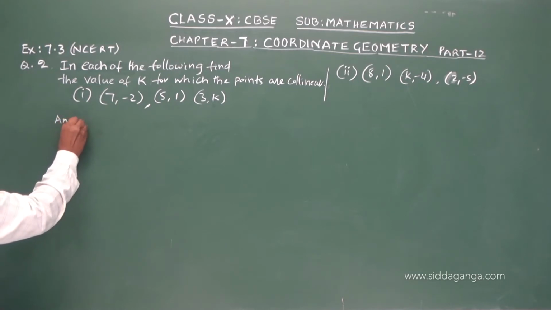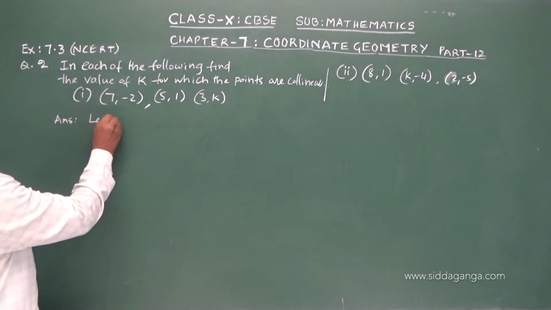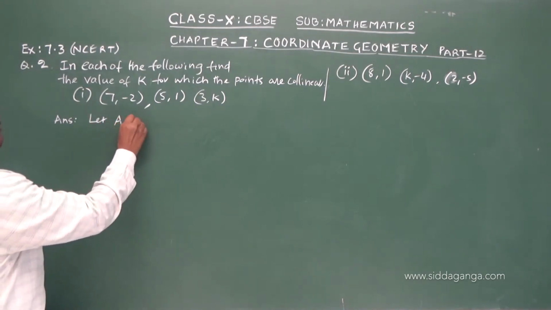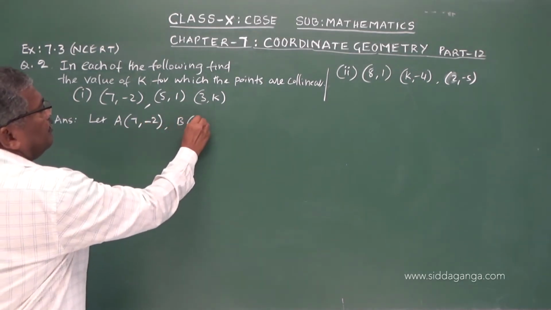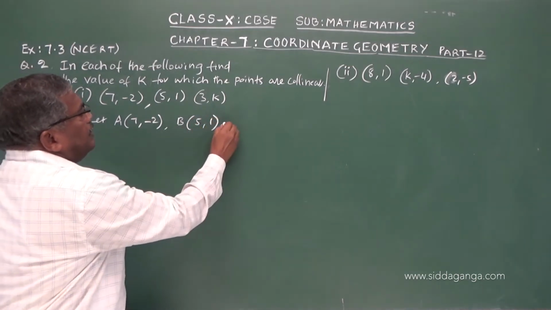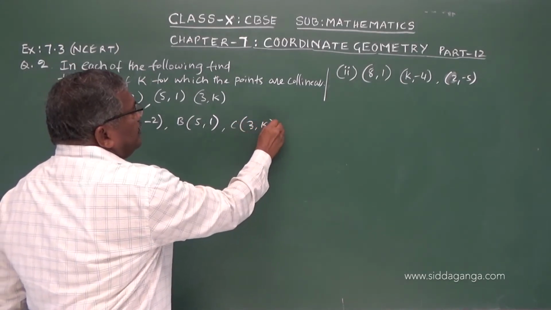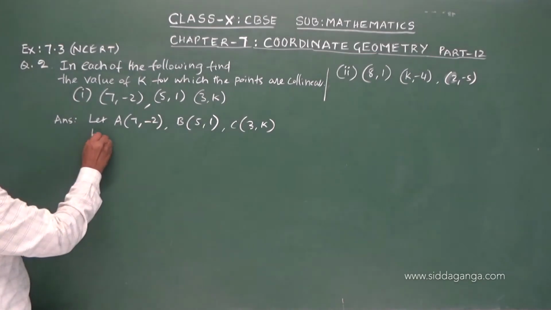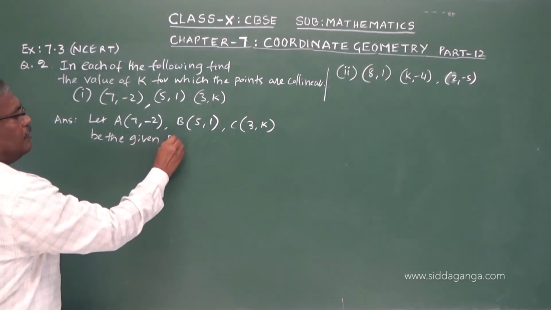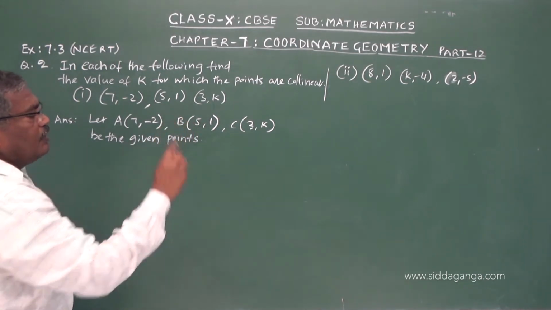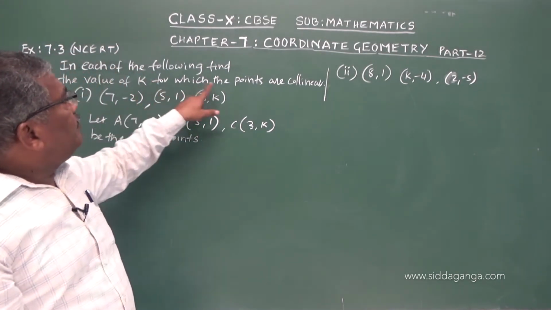Answer. Let us name these points. Let A be the first point, A (7, minus 2), B (5, 1), and C (3, k) be the given points. So now, what is the condition? The condition is that the points are collinear.